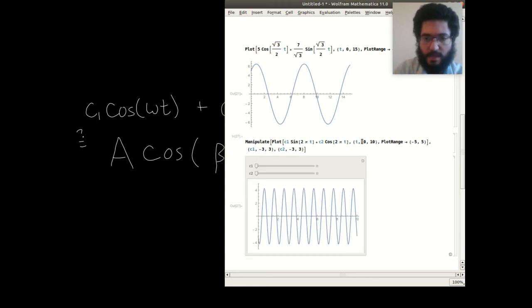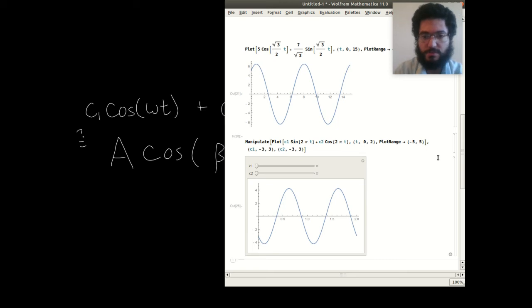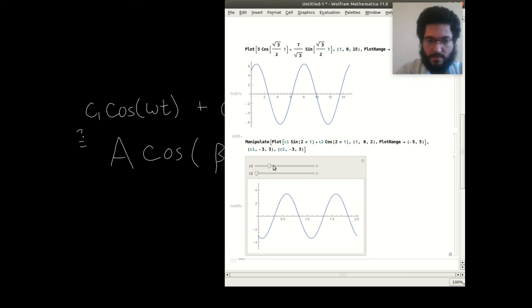And let's look at what we get. Let's make the plot range 0 to 2. So, what would you measure just from staring at this? What would you measure is the frequency?